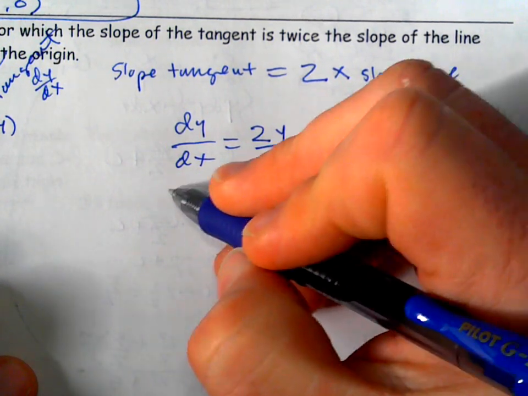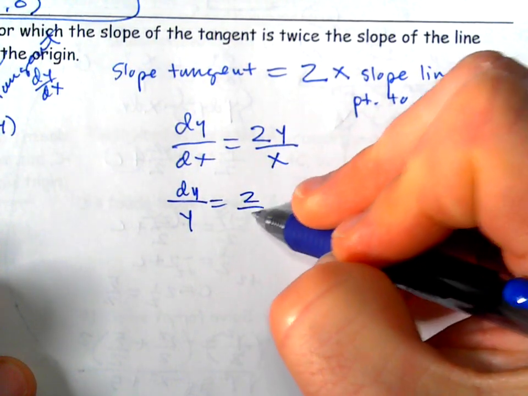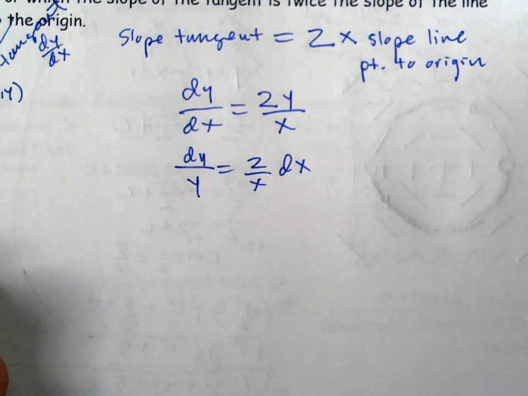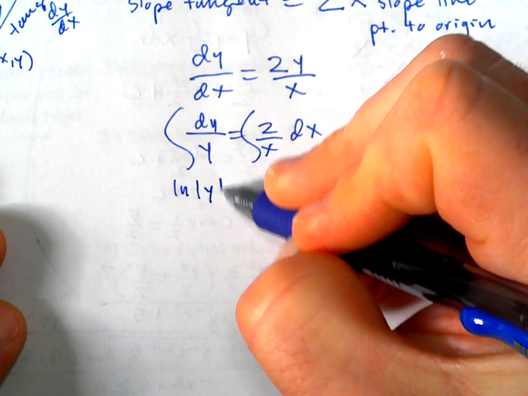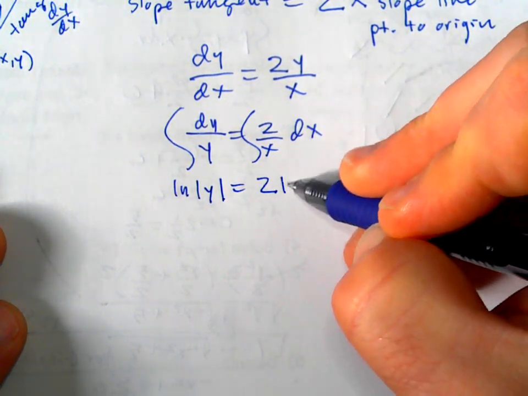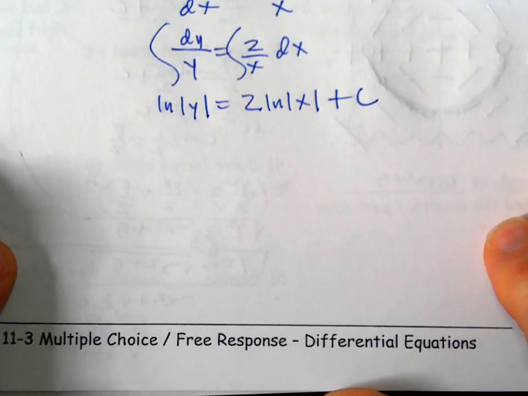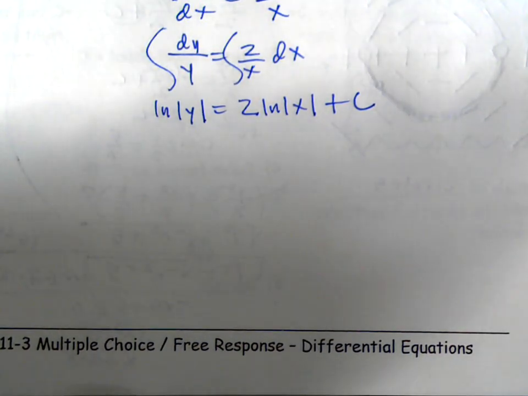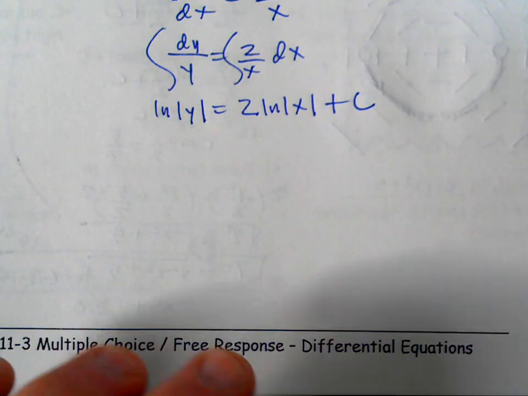We could separate the variables. We want to bring the y over to the left, dx over to the right, and leave the 2 on the right. That's called separating the variables. Then we're going to integrate both sides. We get the natural log of the absolute value of y equals 2 times the natural log of the absolute value of x plus c. We can't find the c value this time because it's a general solution. They didn't give us an initial condition, so we're just going to find a family. That's why he said family of curves instead of one specific curve.